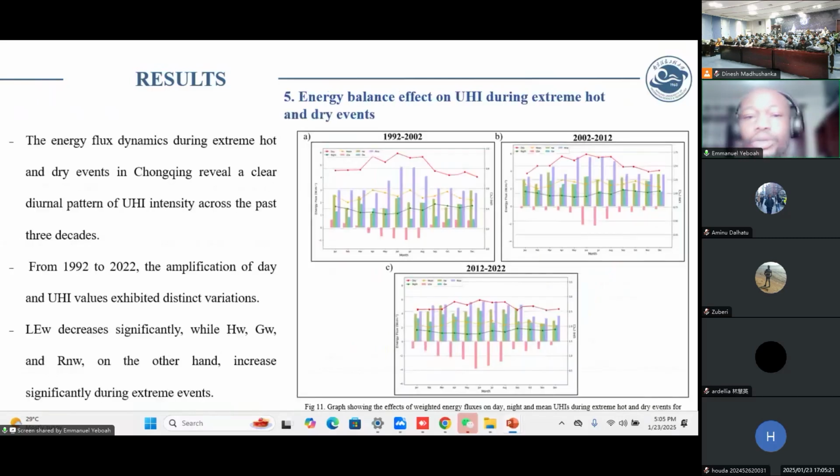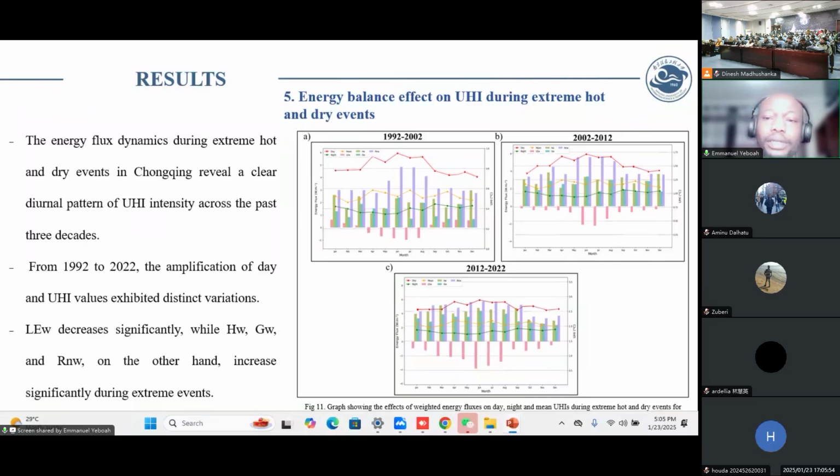Now, we move on to what happens when there are extreme hot and dry events. So basically, what we see on our screen, A, B, C, is that I extracted the results and then used 10-year intervals. So basically 1992 to 2002, 2002 to 2012, and then lastly, 2012 to 2022. So we have the 3 decades shown in here.